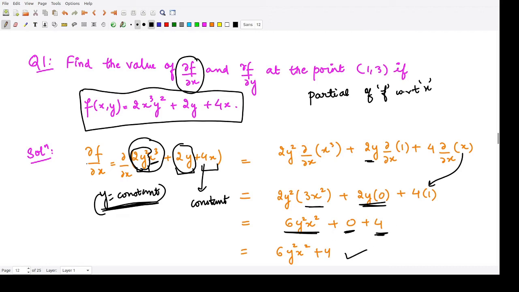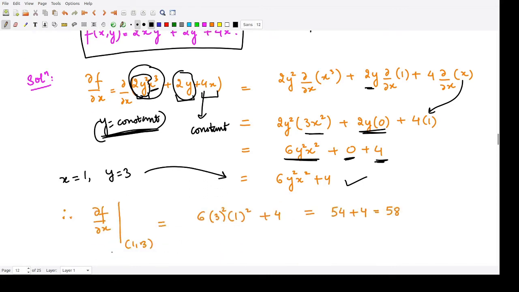So that means you have calculated del f upon del x, and now in the question they are also asking what is the value of these derivatives calculated at the point 1, 3. So that means here you will substitute x is equal to 1 and y is equal to 3 into the final expression that you got. So when you substitute these values, the value of y is 3 and the value of x is 1. So you have 58 as the final answer.